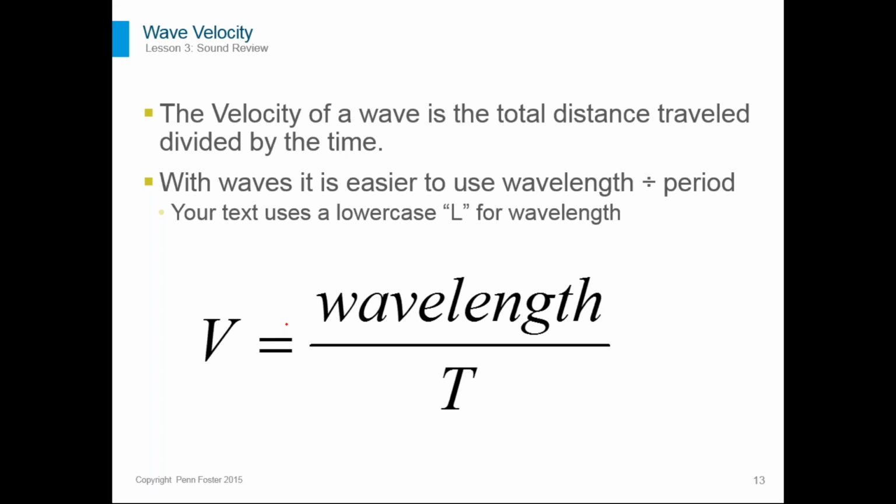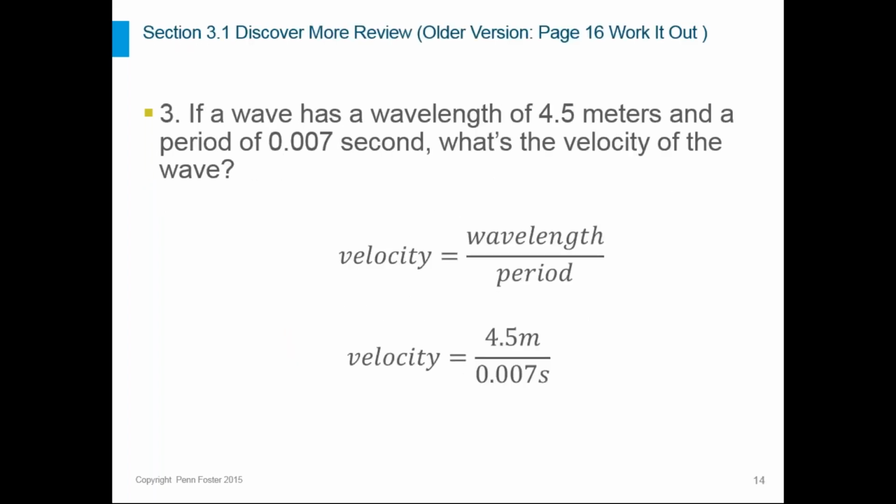So let's look at a quick example of that from your text. If a wave has a wavelength of 4.5 meters and a period of 0.007 seconds, what's the velocity of the wave? So all you do is put those numbers into your formula. Velocity is wavelength divided by period. So here's our wavelength, here's our period, we divide them, and then we get our final answer, 642.9. So that's a pretty easy one.